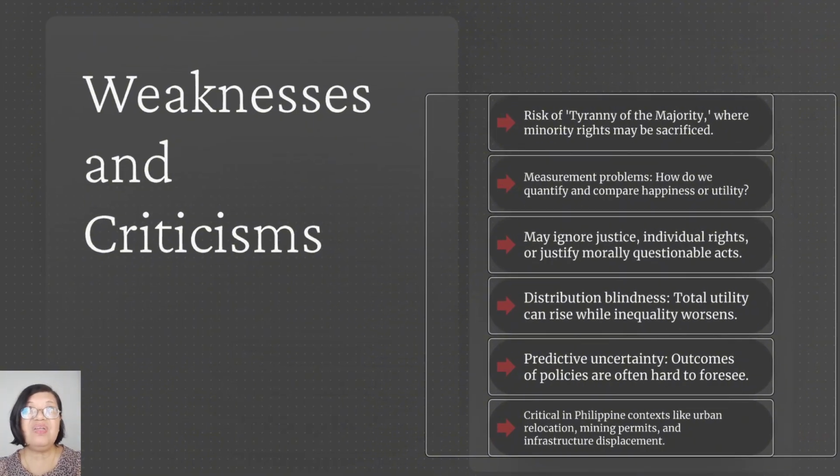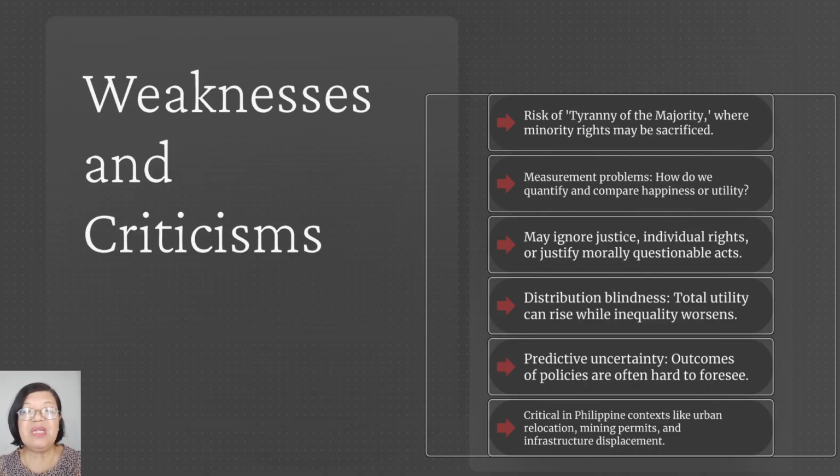What are the weaknesses and criticisms of utilitarianism? We will focus on five. One is called tyranny of the majority. Tyranny is a very strong word because in this case, utilitarianism may sacrifice the minority. The minority rights are overlooked when the greatest happiness for the greatest number is prioritized.